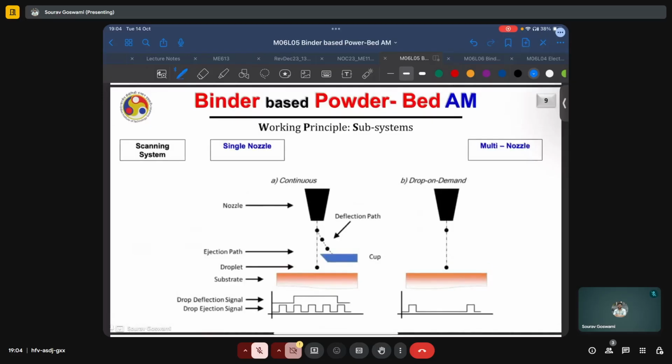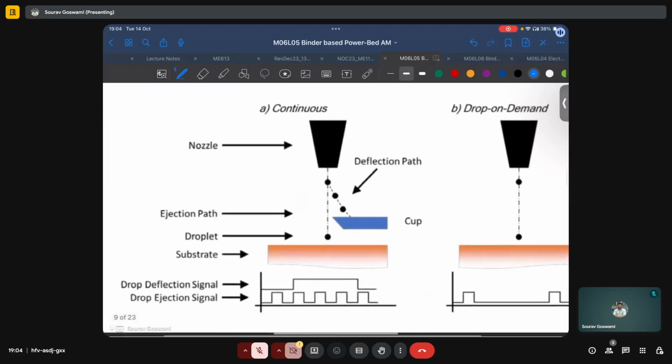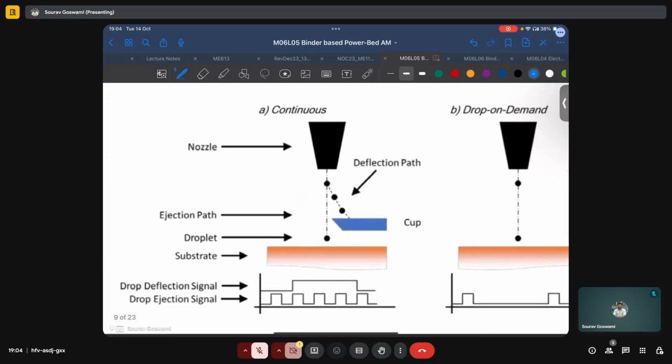The dispensing of binder droplets can either be continuous or drop on demand, and both of these technologies are further highlighted here through these schematics. We have a nozzle, and in the first case, it is continuously dispensing binder material at some given frequency, which is controlled by this drop ejection signal, which we see is periodic in time.